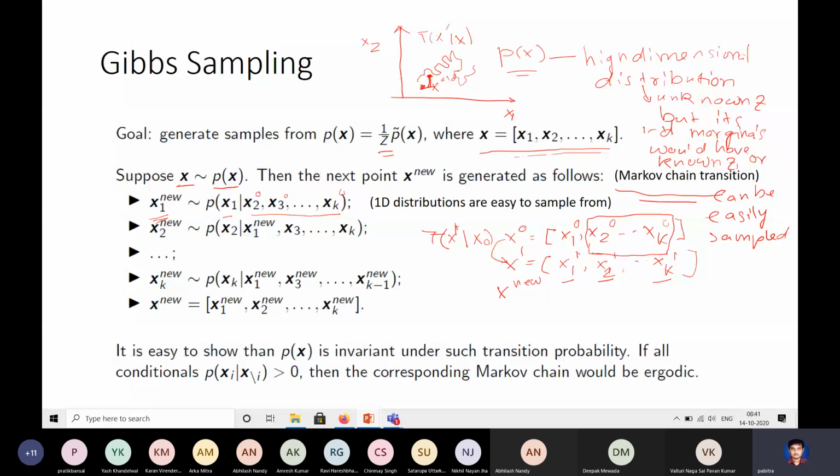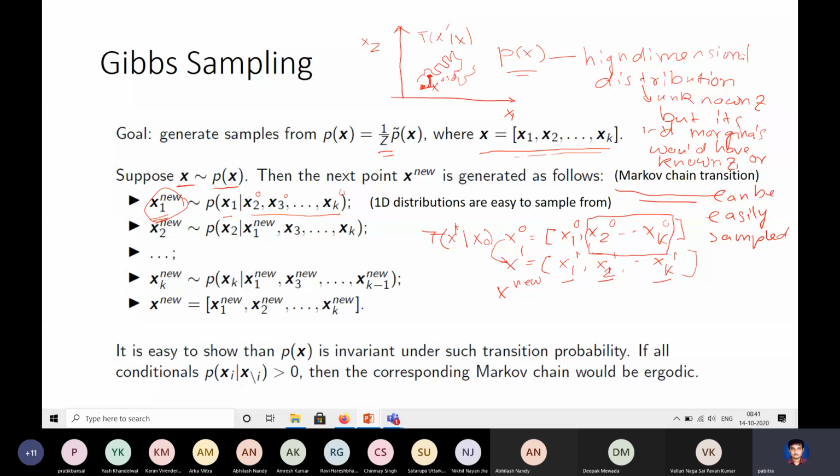Note that this is a one-dimensional distribution and easy to sample by our assumption. I draw a single point from this one-dimensional distribution, and that point gives me x1 new. So part of my transition from x old to x new is done. Only one part of my transition is done. Now I do the second part.